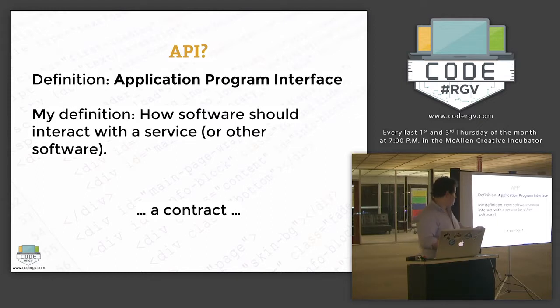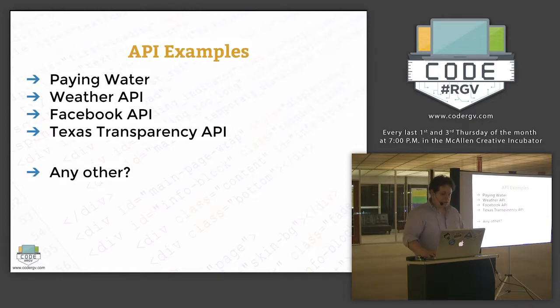Another way of thinking about it is that it's a contract. Whenever we read a contract, we know exactly what the limits are, and exactly what things we have to do to access certain parts of the contract. It's exactly the same thing with an API. And when we access an API, you'll see that we do that in a certain manner.